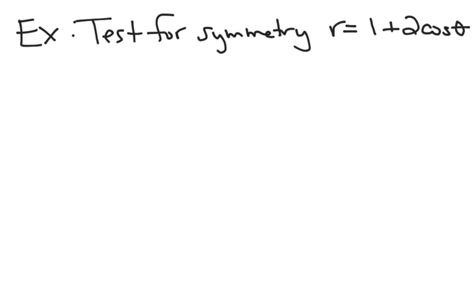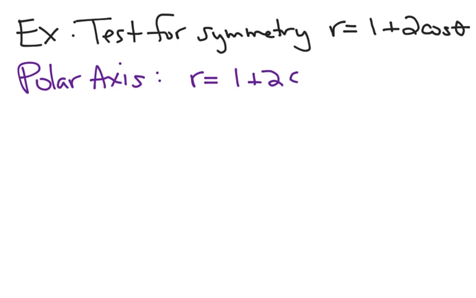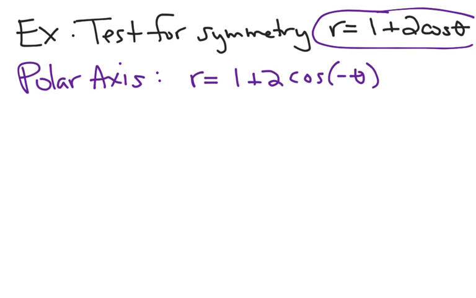Let's do a test for symmetry using the polar equation r equals 1 plus 2 cosine theta. I'm going to start with checking the polar axis. Remember I said if the graph is symmetric over the polar axis, then if I replace theta with negative theta, I should get the exact same graph. So in your graphing calculator, graph the original graph, and then graph this. If they're the same, then it's symmetric. If they're not, then it's not.